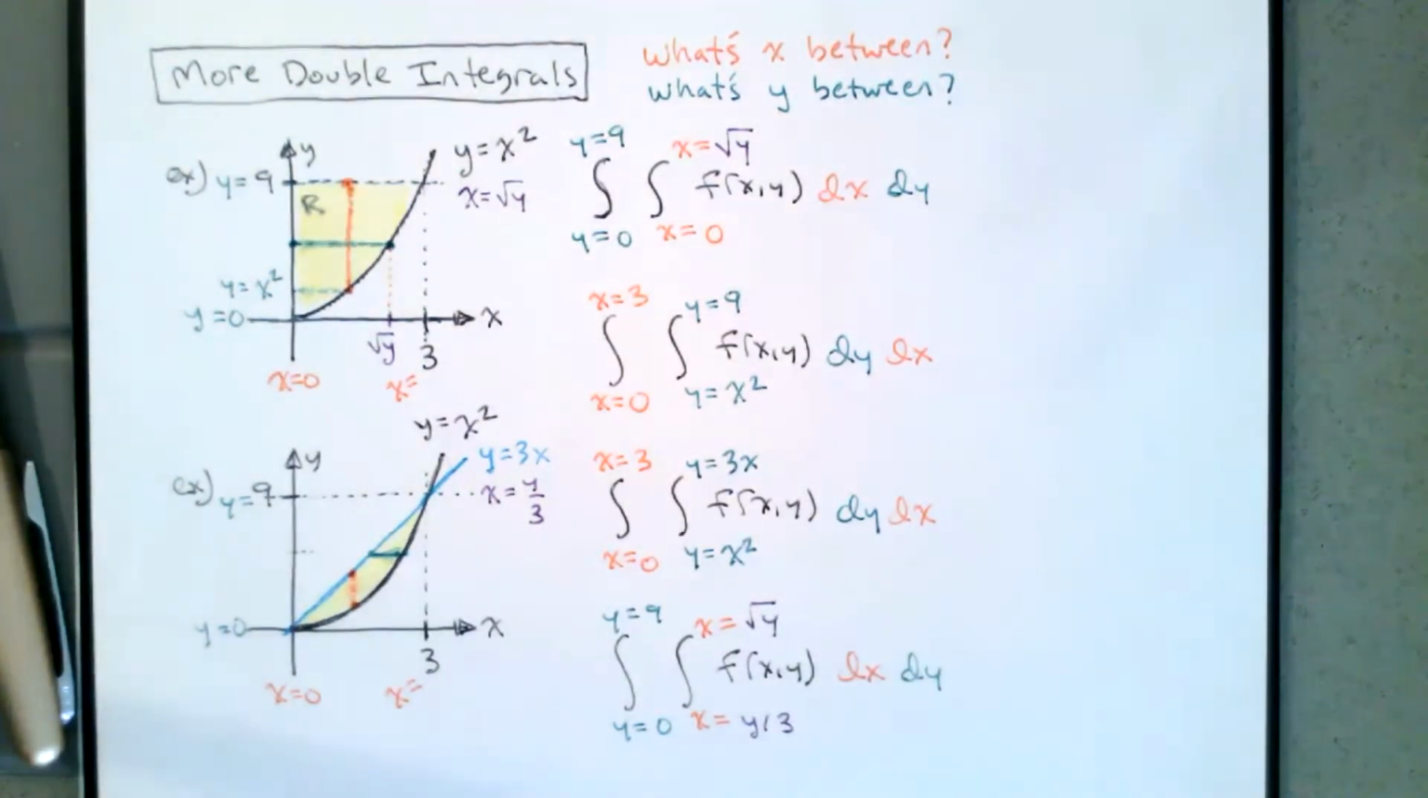So for the y values between 0 and 9, we take the x between y over 3 and the square root of y. What's x between? What's y between? Any questions? How's everybody? Okay?